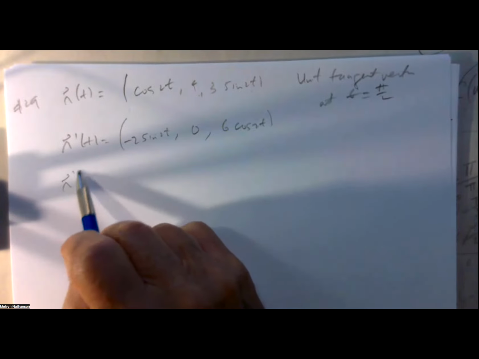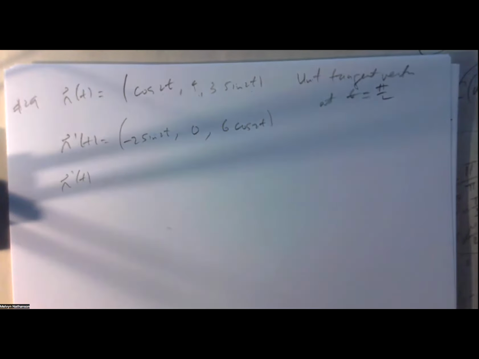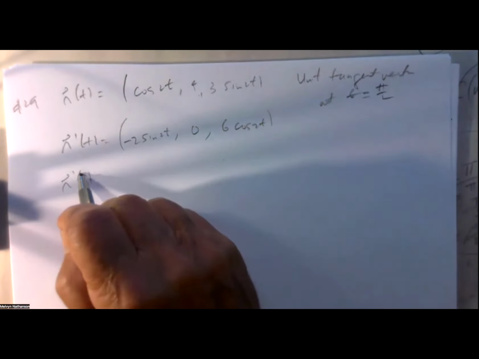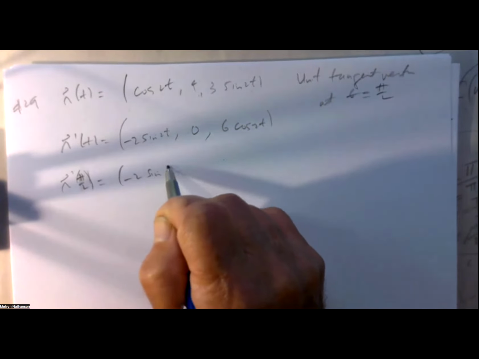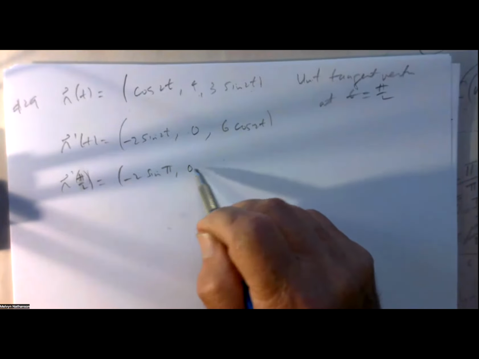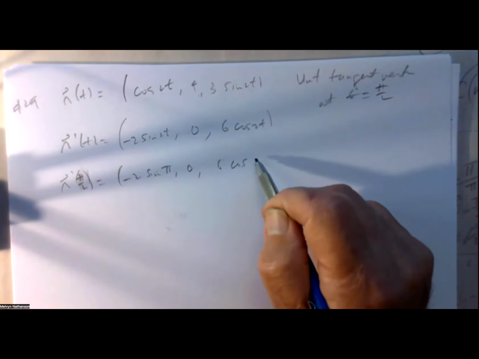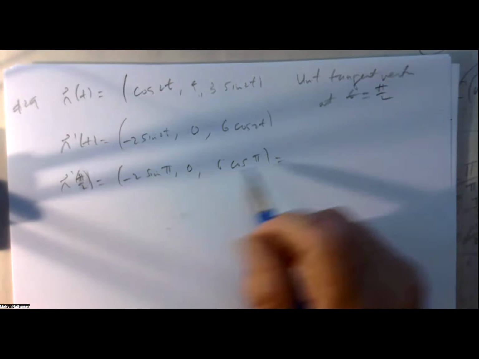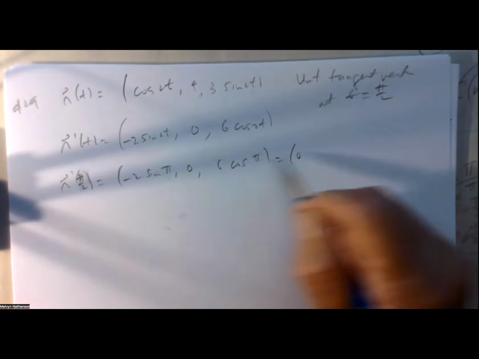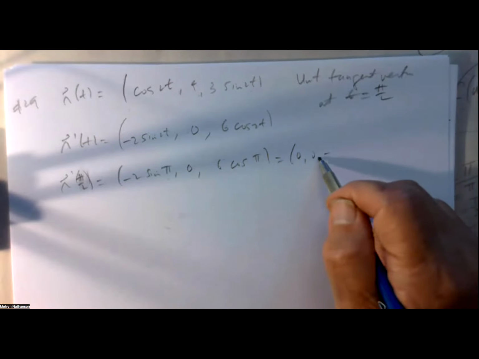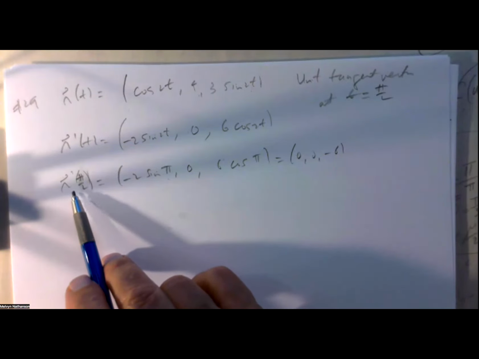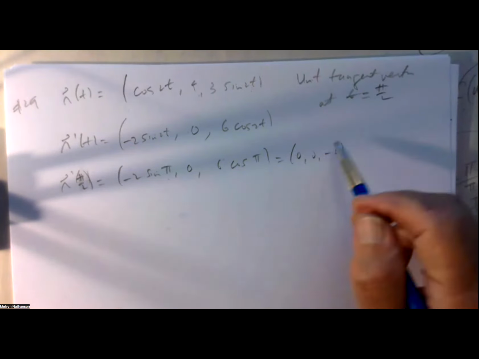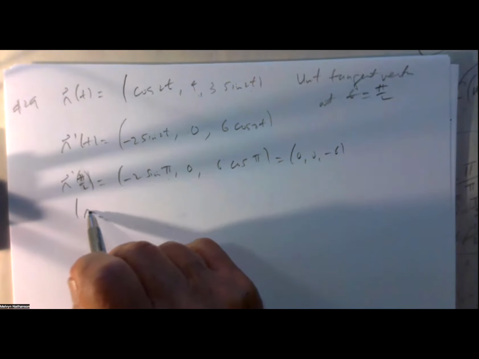So if we evaluate this at pi over 2, we get minus 2 times the sine of pi, 0, 6 times the cosine of pi. Sine of pi is 0. Cosine of pi is 1. This is minus 6. So the derivative at pi over 2 is the vector 0, 0, minus 6.